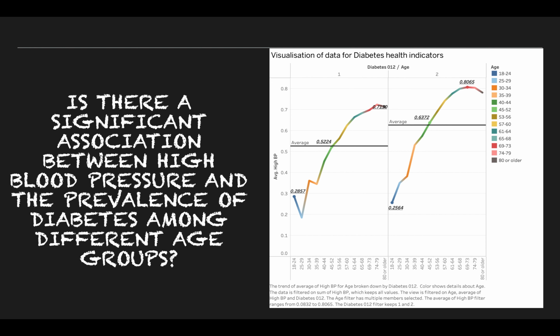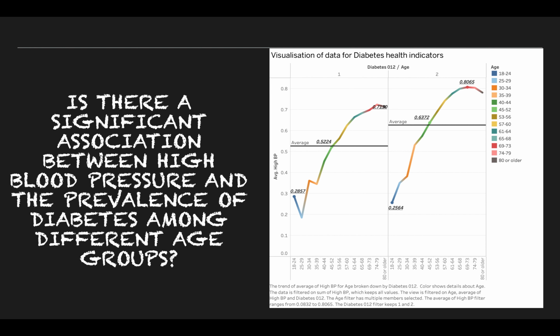So here the use of color coding aids in distinguishing the different age groups, which are on the right hand side in different colors. The graph also indicates that high blood pressure increases with age, starting with 18 to 24 age people having an average of 0.2857, as you can see here in the blue color, and the people aged 45 to 52 having an average high blood pressure of 0.5224 here in the green color, and the value increases gradually with age until people aged 80 or older, where there is also a value of 0.7130.